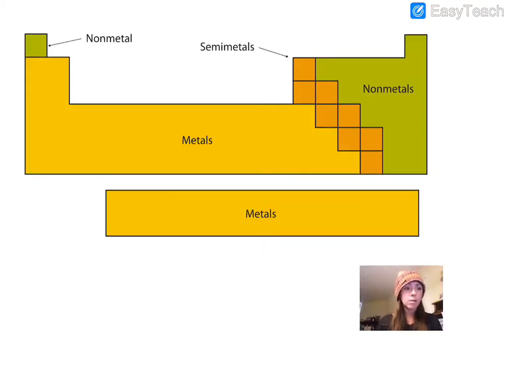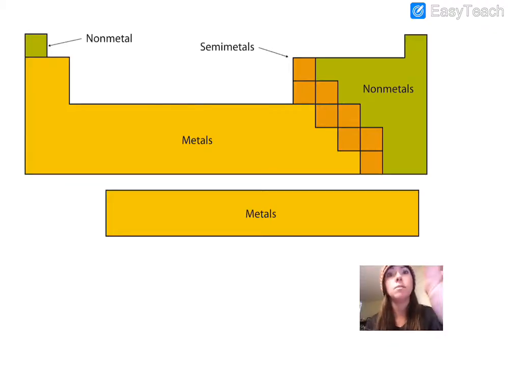So we're going to learn that there are 2 major types of bonds, and those bonds occur between different types of elements. So for instance, ionic bonding occurs between any metal and a non-metal, okay? And then covalent bonding occurs only between the non-metals. So that's going to be really important for you guys to remember. So make sure that you are tracking the different types of elements.